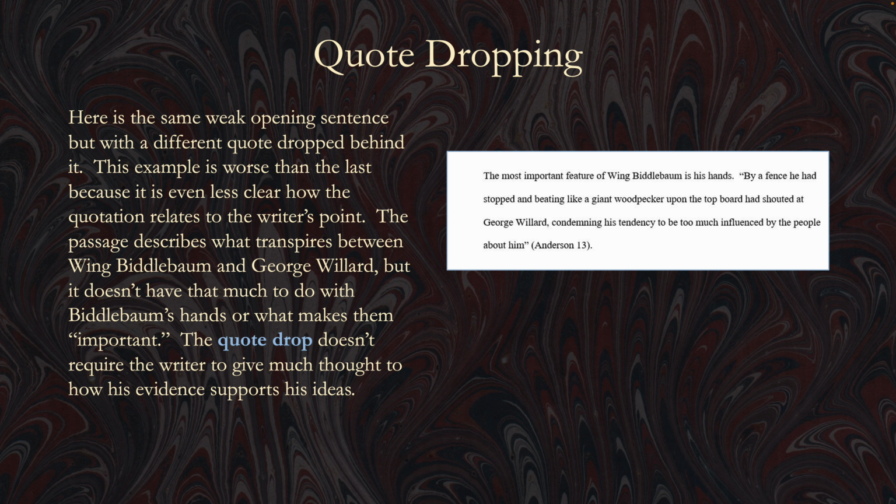And this one is even worse than the last one because it is less clear how the quotation relates to the writer's point. The passage describes what happens between Biddlebaum and George Willard, but it doesn't have that much to do with Biddlebaum's hands or what makes them important. So the quote drop doesn't require the writer to give much thought to how his evidence is supporting his ideas.